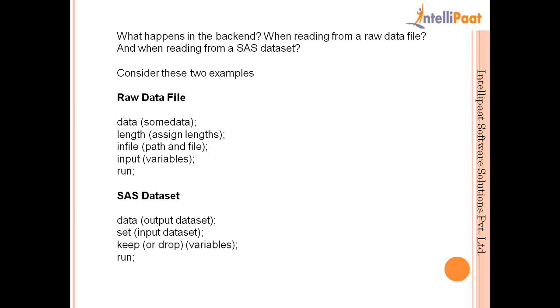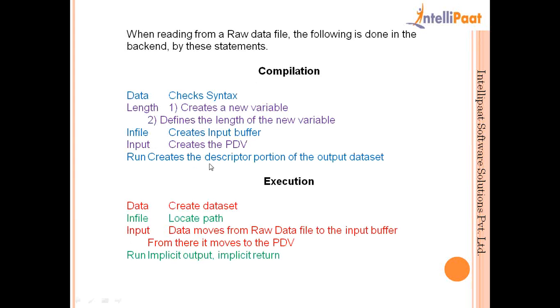So basically there is a small difference, right? Reading from a SAS data set would be easier for SAS because it need not create the descriptor portion again. But when reading a raw data file, SAS needs to create the descriptor portion again. Okay, so that is the major difference between these two processes. Now consider two examples, the raw data file and the SAS data set. We have a similar kind of program written here. Let's move to the next slide.